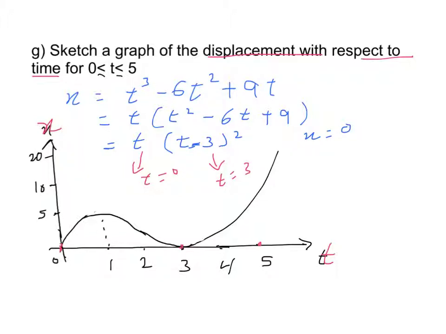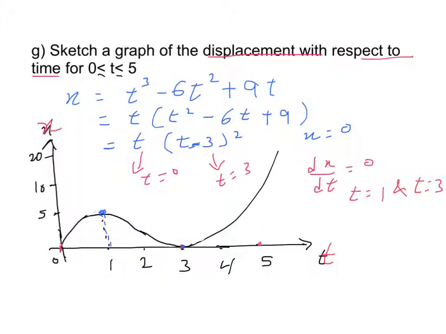Now, from the previous part, we noticed that the particle has a stationary point when dx/dt is equal to 0, and we found that t equals 1 and t equals 3. At those times previously found, the velocity is equal to 0, so we have a stationary point. And this is what you noticed here. At t equals 1 you have a stationary point, and at t equals 3 you have a stationary point. We have a maximum and a minimum.